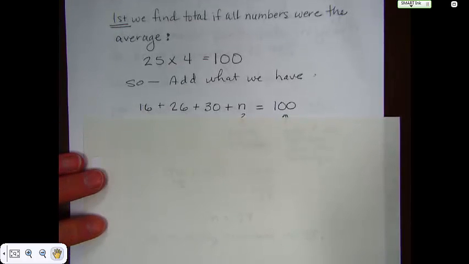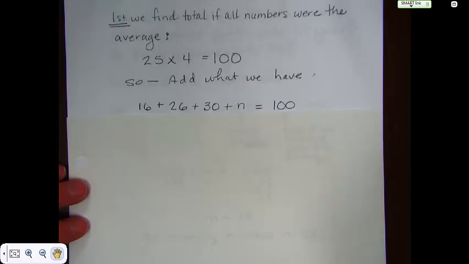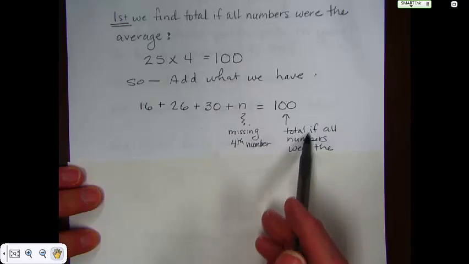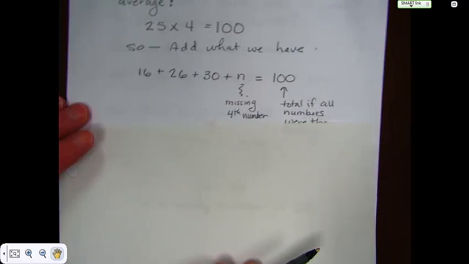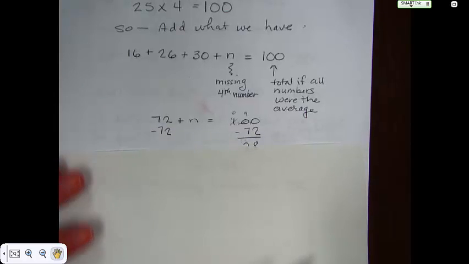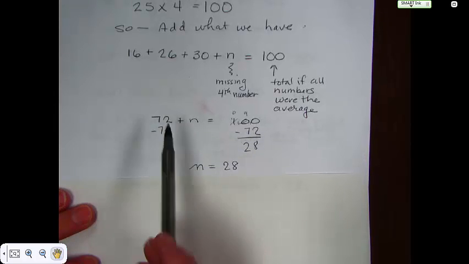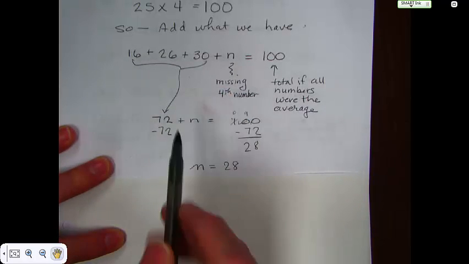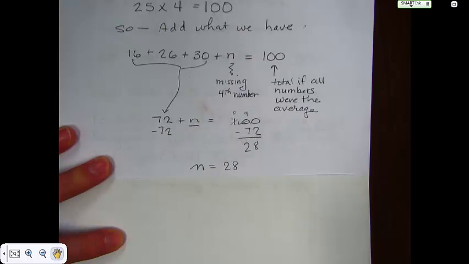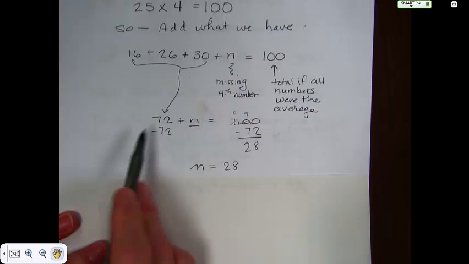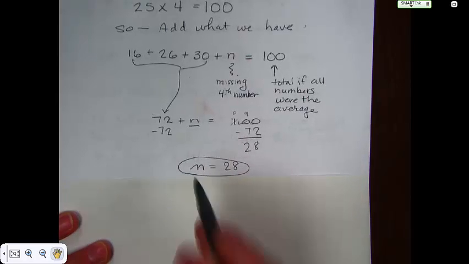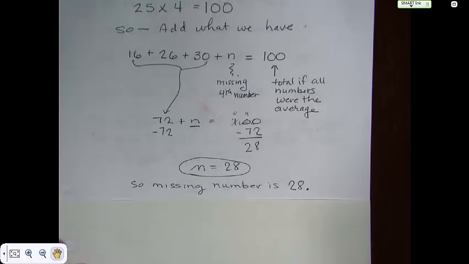16, 26, and 30. Replace that 4th number with n. So this is the missing number. This is the total. If all the 4 numbers were the same, it would be 100. Then we'll just solve it like a problem. 72 is the total of these 3 numbers together, plus the 4th number, which we don't know, equals 100. So then we subtract 72 from both sides and we get 28. So the 4th number is 28. That is the missing number. That's not hard.